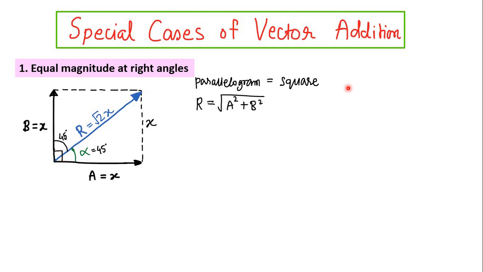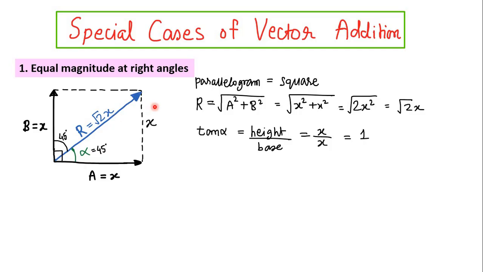Using the formula for the resultant, the resultant is root of a square plus b square. Now what happened to this 2ab cos theta? Because theta is 90 degrees, cos 90 is 0, so that part becomes 0. So the net resultant is root of a square plus b square, and substituting the values, a and b both are equal to x, so we get root 2 times x. So the resultant is root 2 x. And what about the angle? tan alpha is equal to height upon base. Height is equal to x, base length is also equal to x, so x by x equals 1. Therefore angle alpha is equal to 45 degrees.